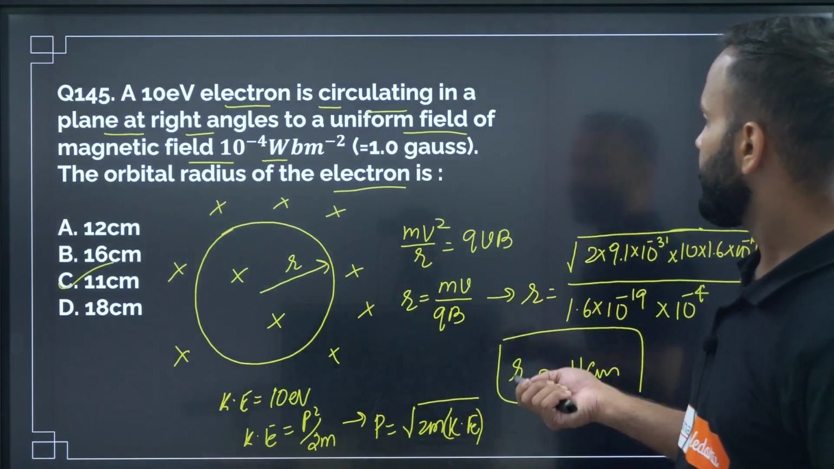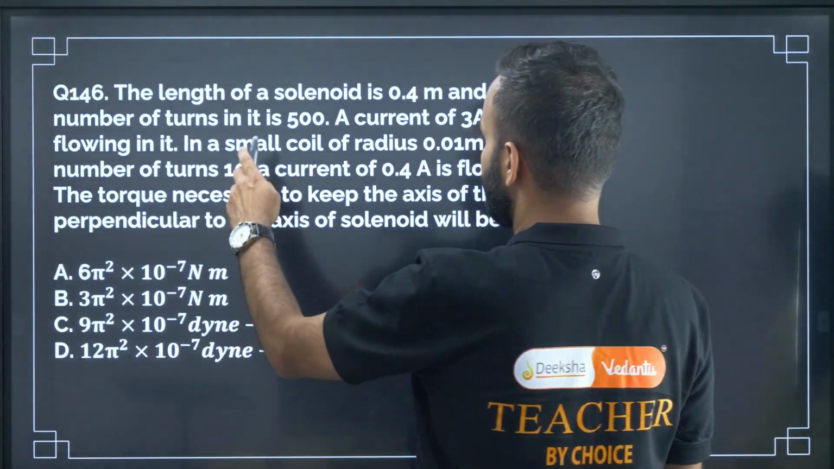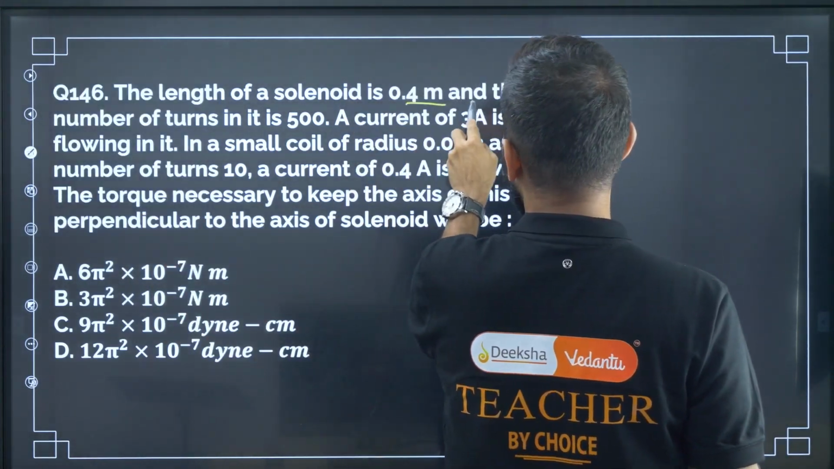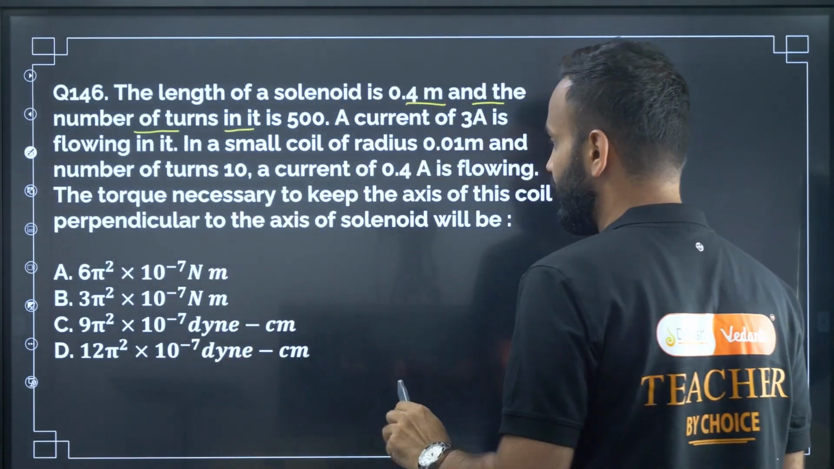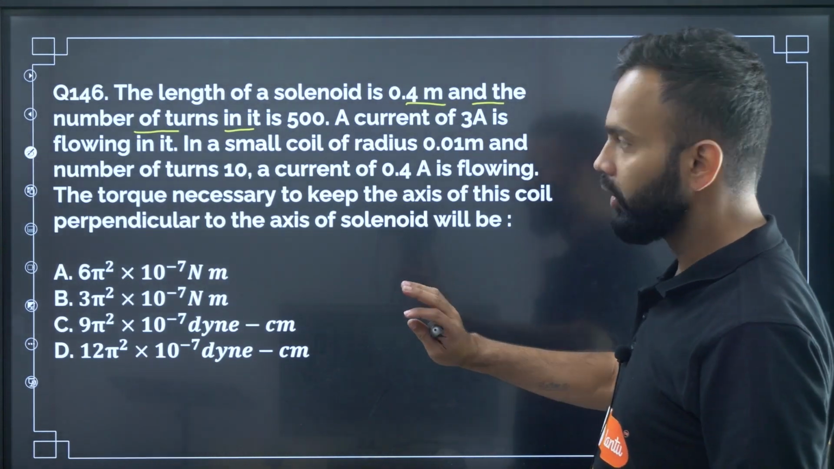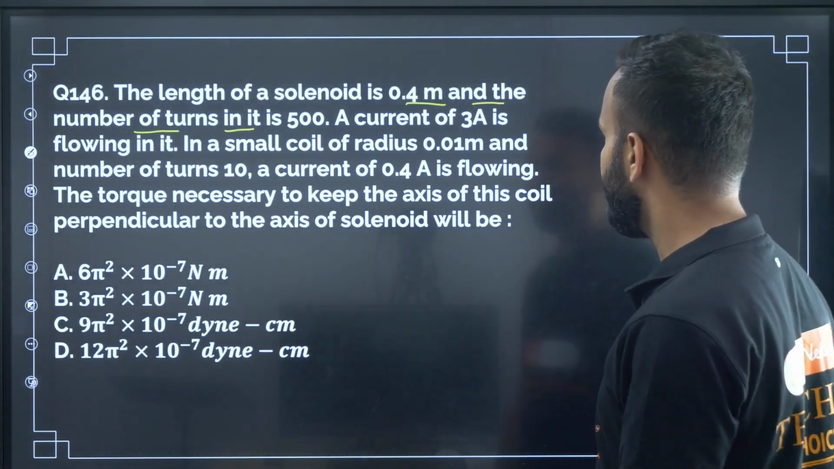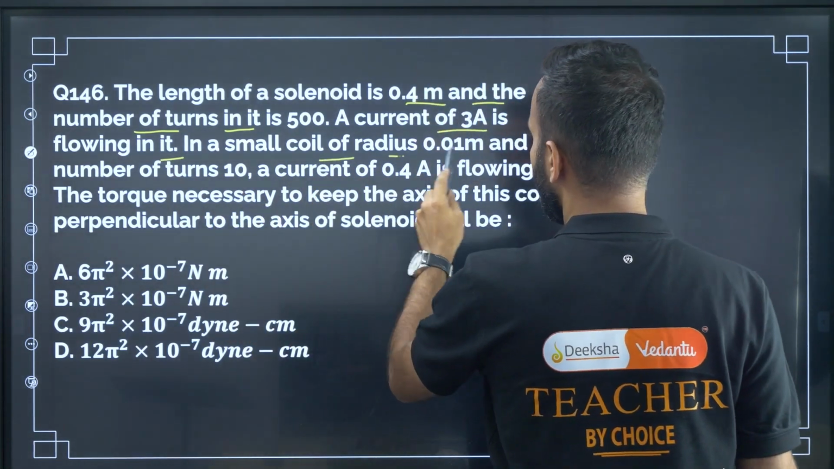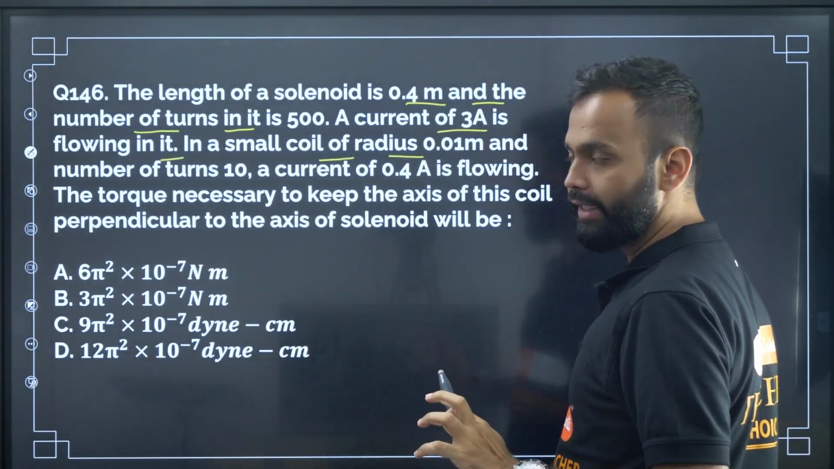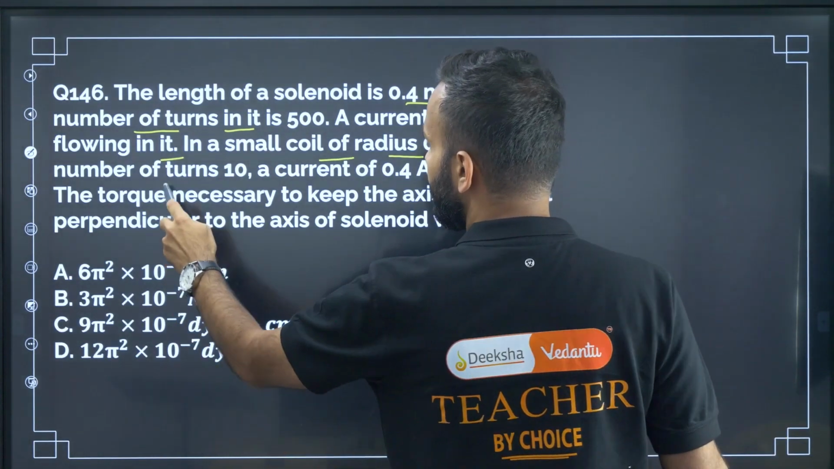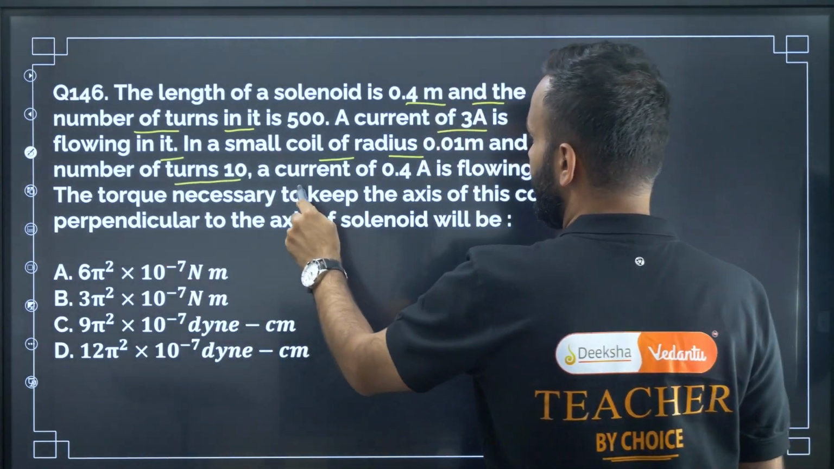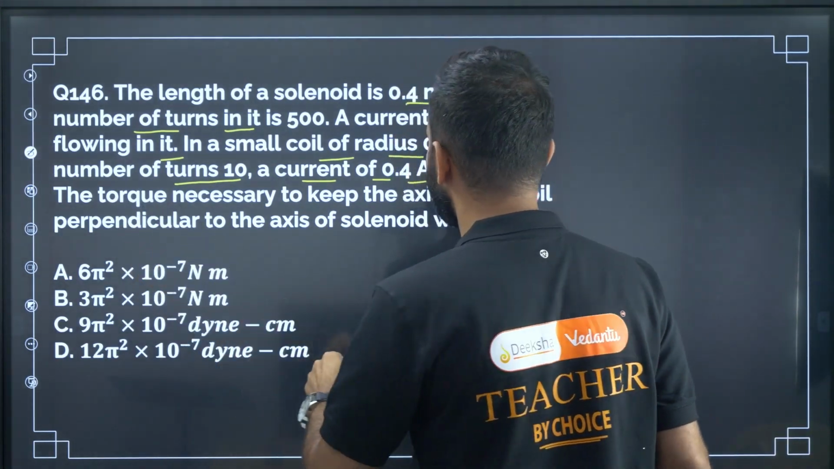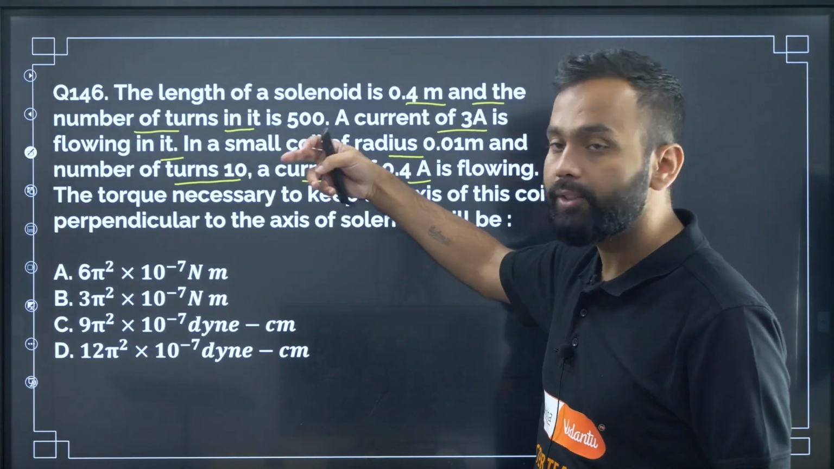Okay. Next question, question number 146. The length of a solenoid is 0.4 meter and the number of turns in it is 500. Okay, the length of the solenoid and number of turns are given, right? A current of 3 ampere is flowing in it. In a small coil of radius 0.01 meter, that is 1 centimeter, and number of turns 10, a current of 0.4 ampere is flowing.